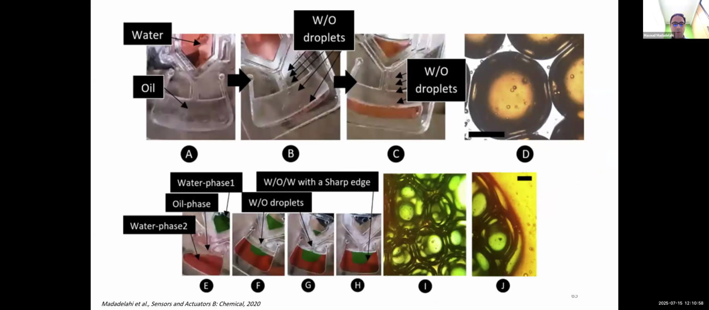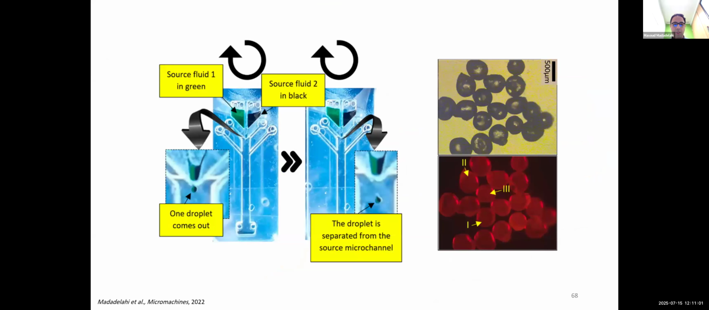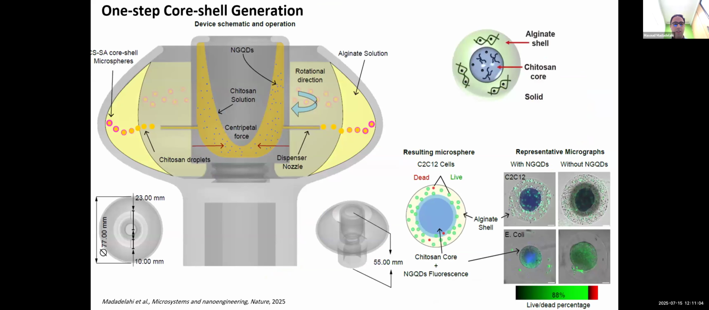Okay, I think I can skip this part and show you this final work. This is another work that we did. Again, we used NGQD, but instead of GelMA, we used chitosan and also alginate to make such core and shell structures. Here in this core part, we use NGQD as a fluorescent dye to have such images. And we could encapsulate C2C12 cells in the shell and E. coli in the core part.